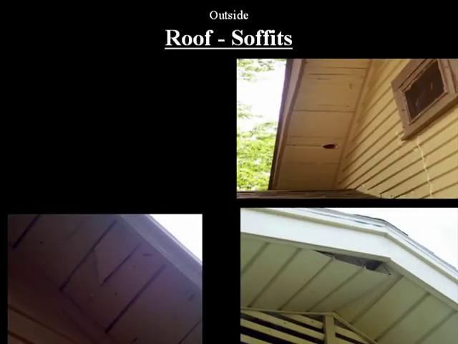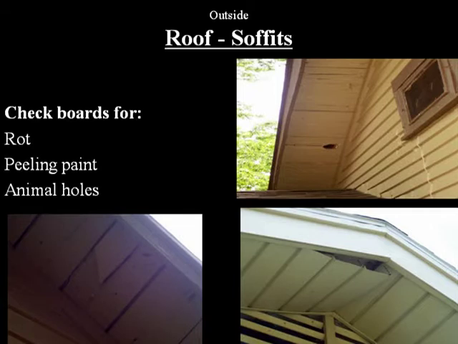The soffits of your house may have been made with untreated wood. Check these for rot, peeling paint, and animal holes.